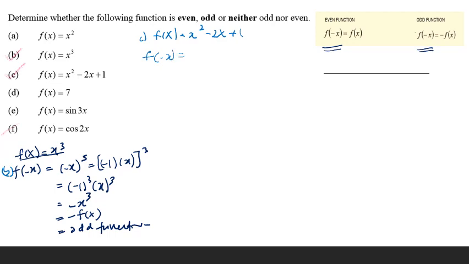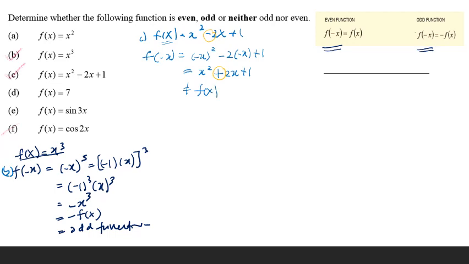Substitute negative x. So we have negative x, make sure to put in bracket, power 2, minus 2 multiplied by negative x plus 1. So we have x power 2, negative to the power of an even number, so we will always get positive, plus 2x plus 1. So check, is it equal to f(x)? So here is f(x). So there is a difference, in terms of plus and minus here. So we consider that the function is not equal to f(x).